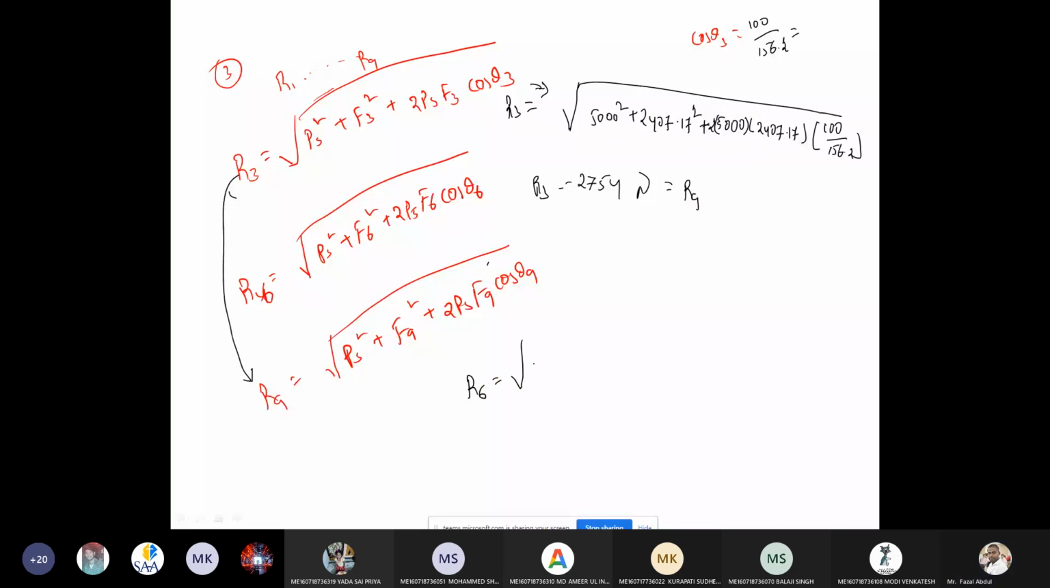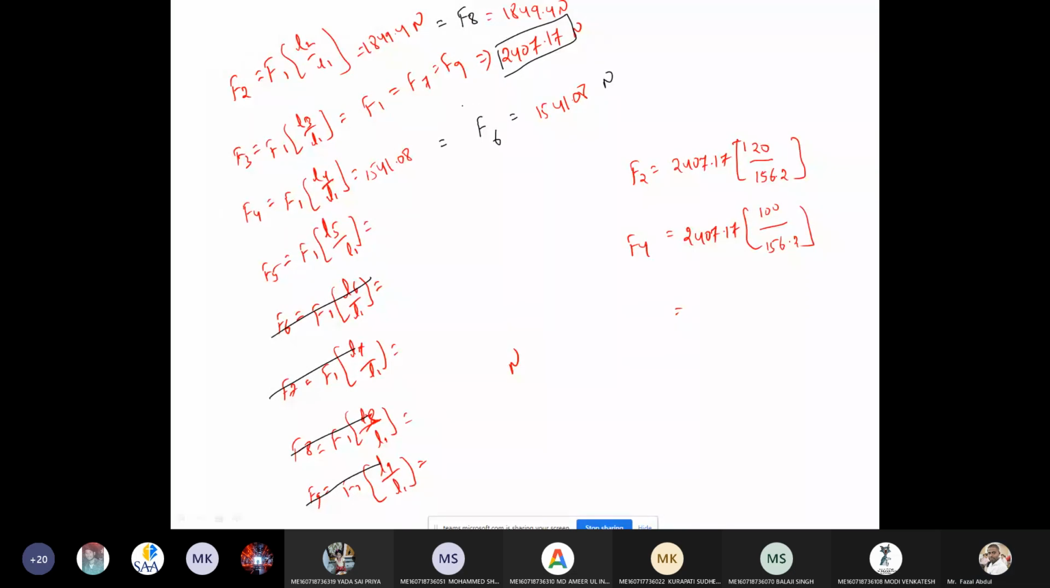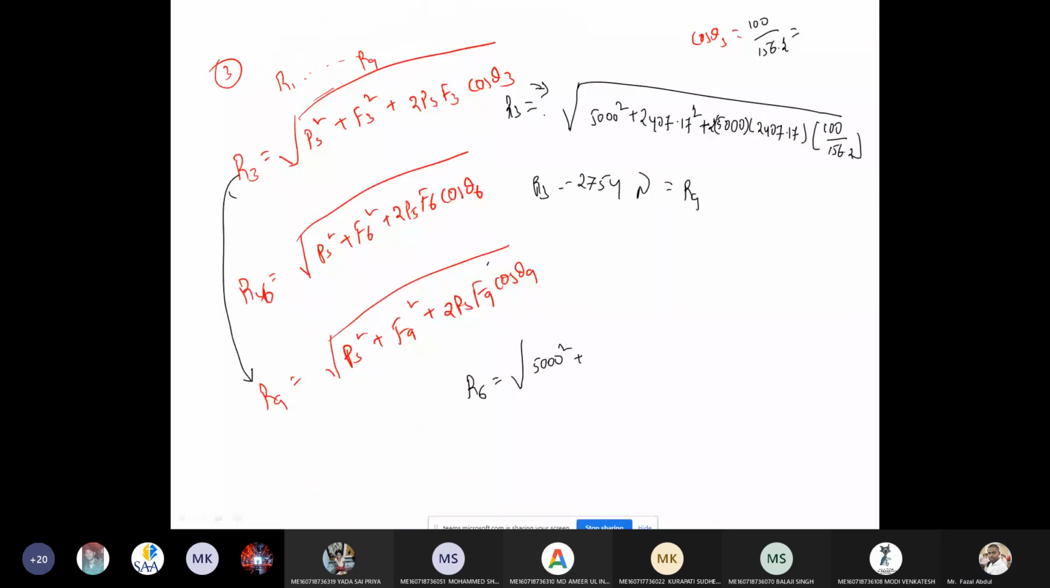So R6 how much? R6 equals the square root of 5000 square plus F6 square plus 2 into 5000 into F6 into cos theta 6. What is the F6 value? Here F6 is 1541.08. So 1541.08 square plus 2 into 5000 into 1541.08 into cos theta 6.